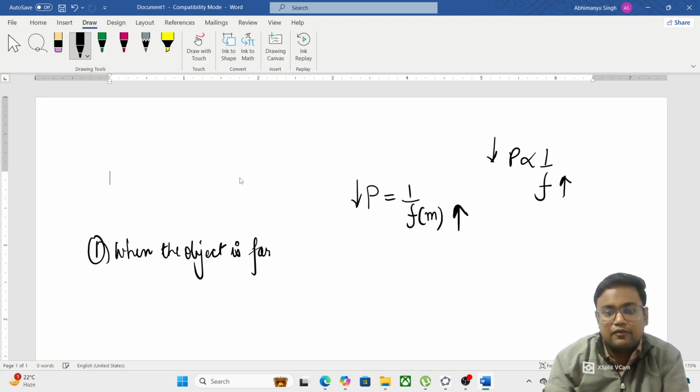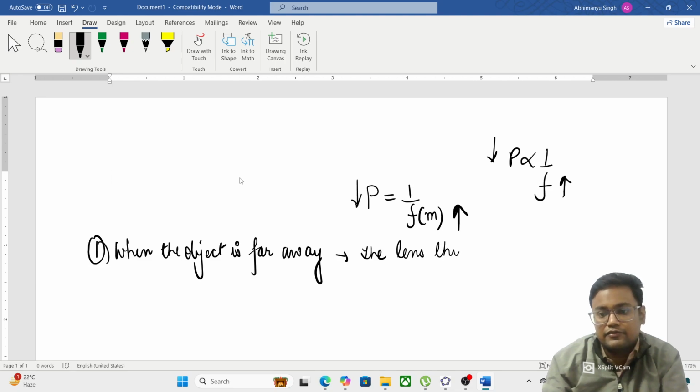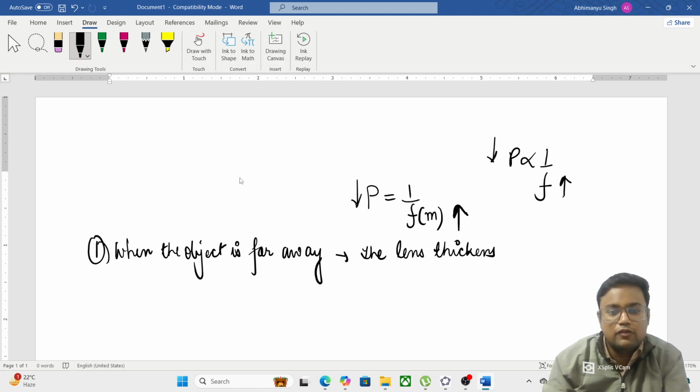when the object is far away, the lens thickens, the lens thickens due to the power of accommodation. This is the power of accommodation. The focus changes suddenly without even letting us come to know, right? Just within, might not be in a fraction, millisecond, picosecond में ऐसा होता होगा शायद. So when the object is far away, the lens not thickens actually, sorry, the lens becomes thinner.